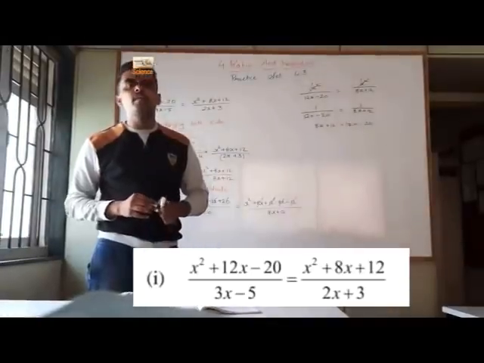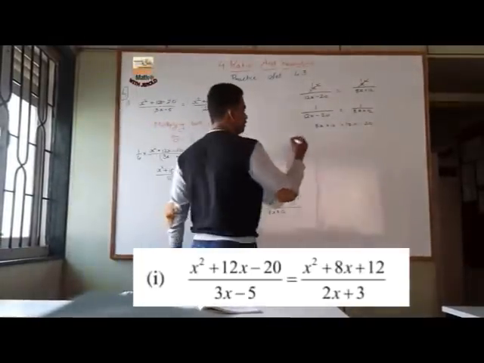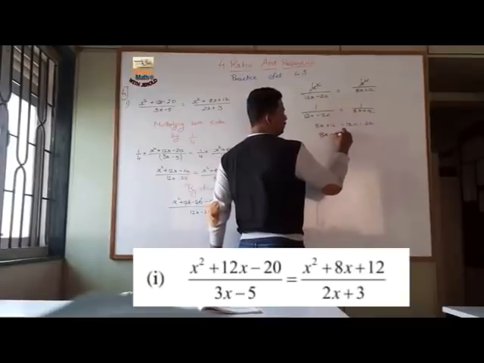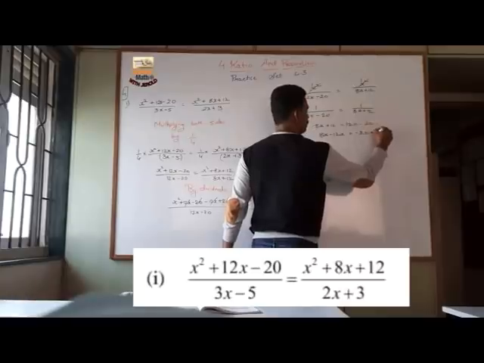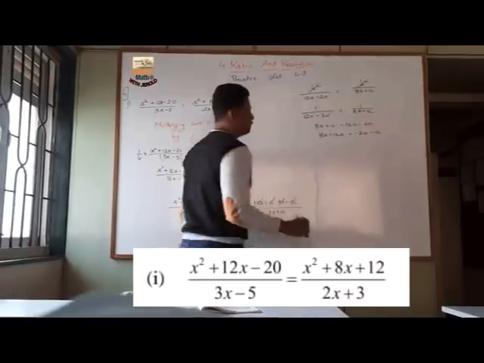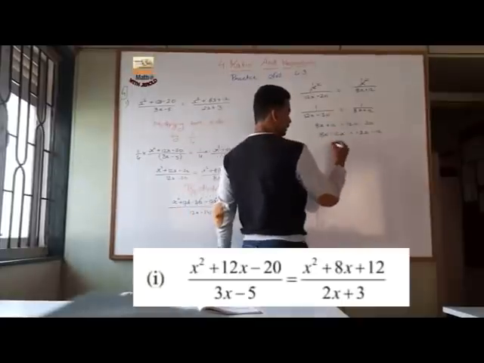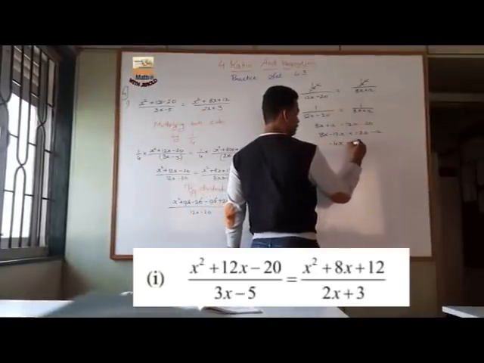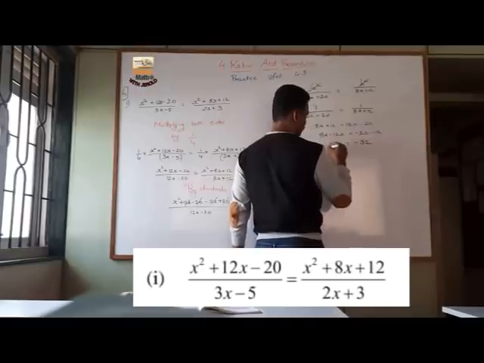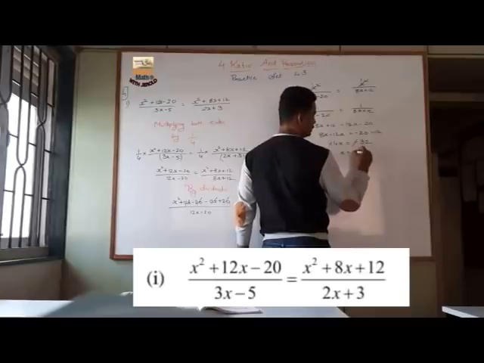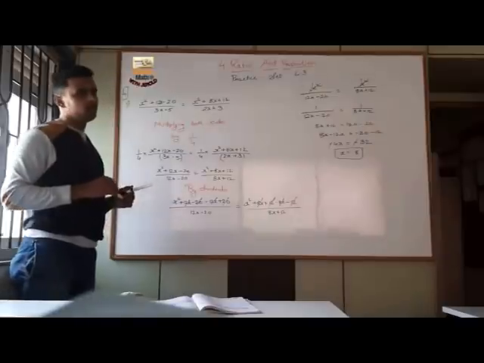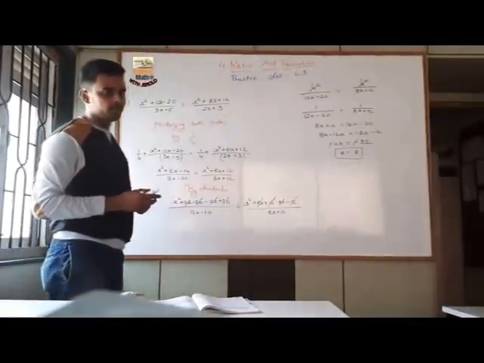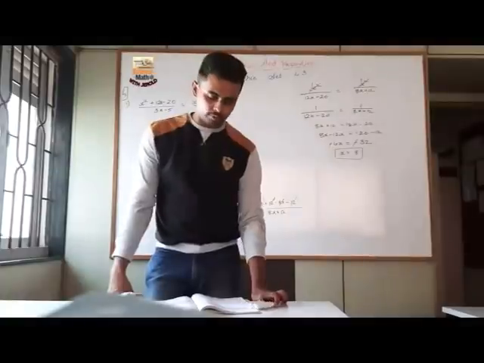In 6th standard we studied about bringing like terms together, and here I will bring them together. 8x minus 12x is equal to minus 20 minus 12. This is what I get. 8 minus 12 is minus 4x is equal to minus 32. Minus minus gets cancelled. x is equal to 32 divided by 4. x is equal to 8. This is my answer for sub question 1 from practice set 4.3's fourth question.